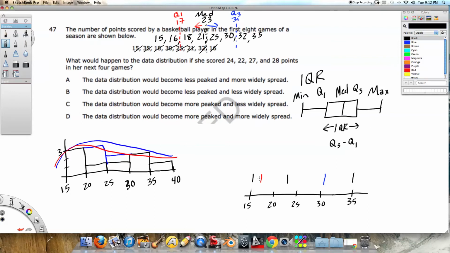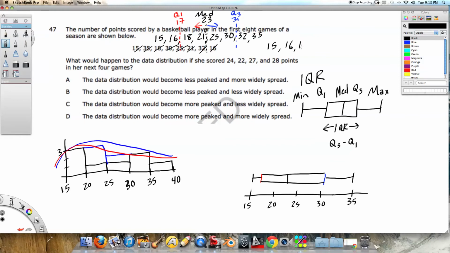Now I'm going to draw the box that goes with this box and whisker plot right here. So if you look at this, the IQR is the distance between here and here. Now if it becomes more spread, that box should grow. If it becomes less spread, the box should shrink. Okay? So let me put in this new set of data.